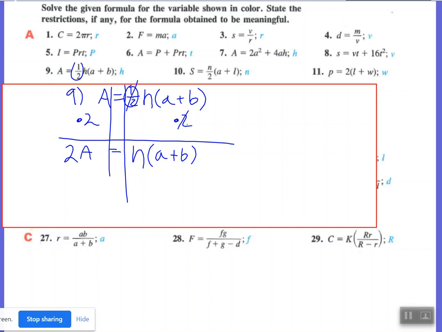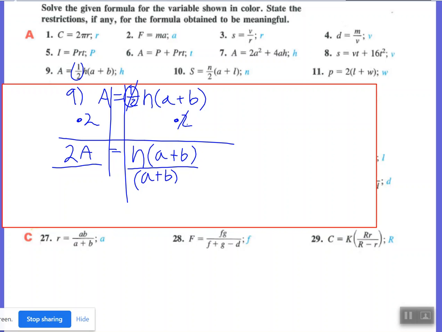No. All right. What's the opposite of multiplying h by a plus b? Dividing. And dividing by what? H. Remember, we want h by itself. Oh, and maybe A plus B. A plus b. We want to divide by this whole expression. And we're allowed to do that.